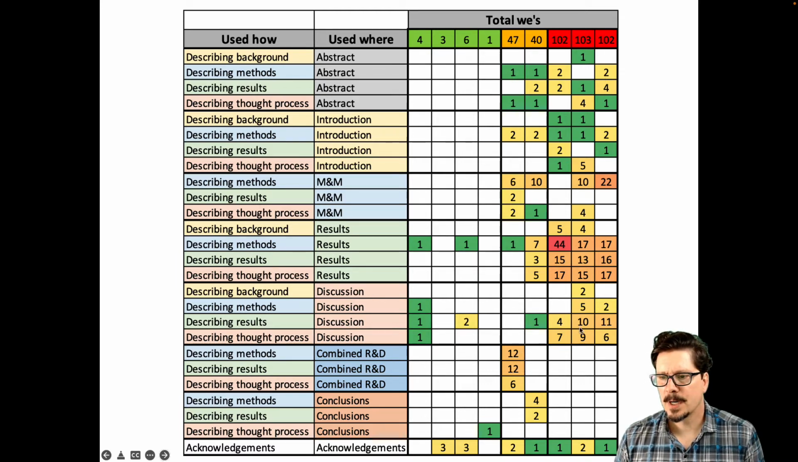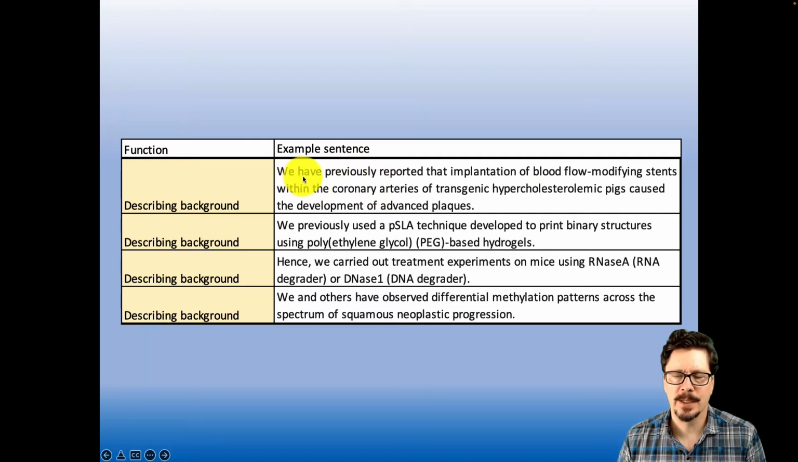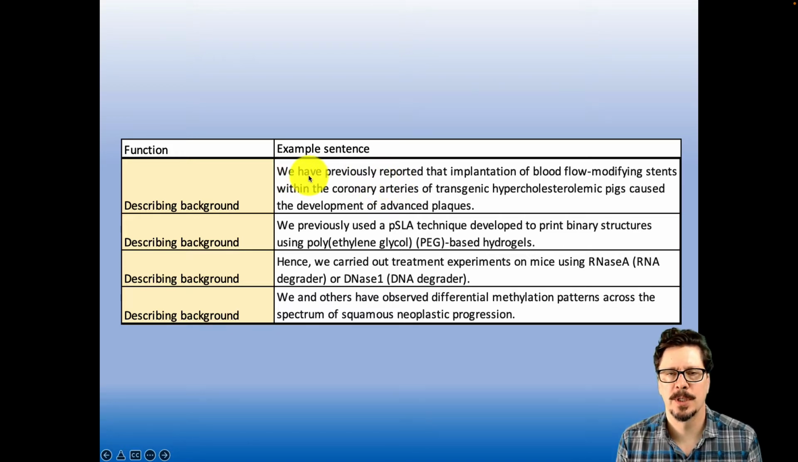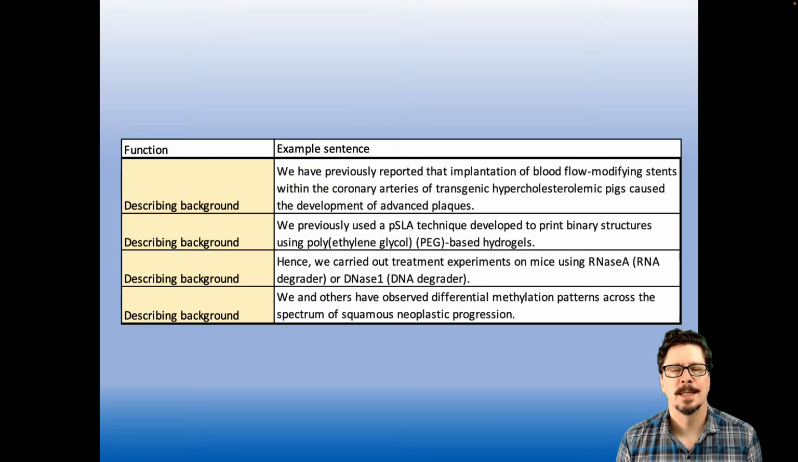We see a lot of describing the thought process in the results, and then a lot of describing results in results. Some examples of describing background would be, "We have previously reported that implantation of flow modifying stents within the coronary arteries of transgenic hypercholesterolemic pigs caused the development of advanced plaques." So in this sentence, what they're doing is they're describing the background, and they want to let the readers know that this background was accomplished by the authors' research group themselves. So that makes sense to me. I can see how that is a useful use of the "we."